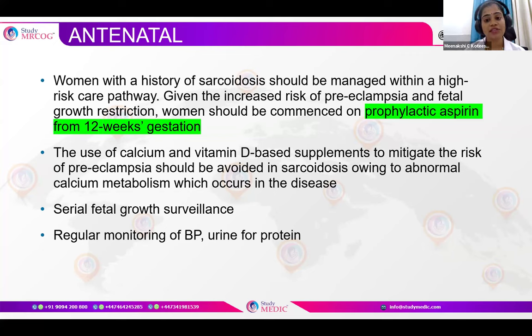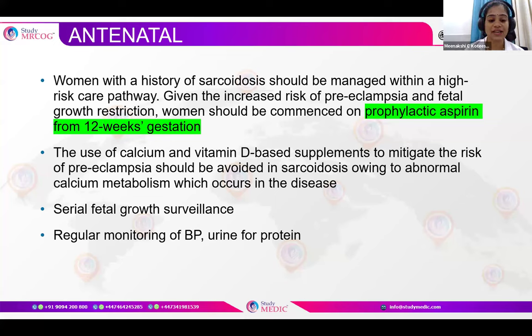Now they've got an increased risk of developing preeclampsia as well as fetal growth restriction. So we can go for prophylactic aspirin. Normally for the prevention of preeclampsia, calcium as well as vitamin D supplements are used, but you can avoid giving those here, because in sarcoidosis there is already hypercalcemia, electrolyte imbalances, and abnormal calcium metabolism. So in order to avoid further worsening, we avoid giving those supplements.